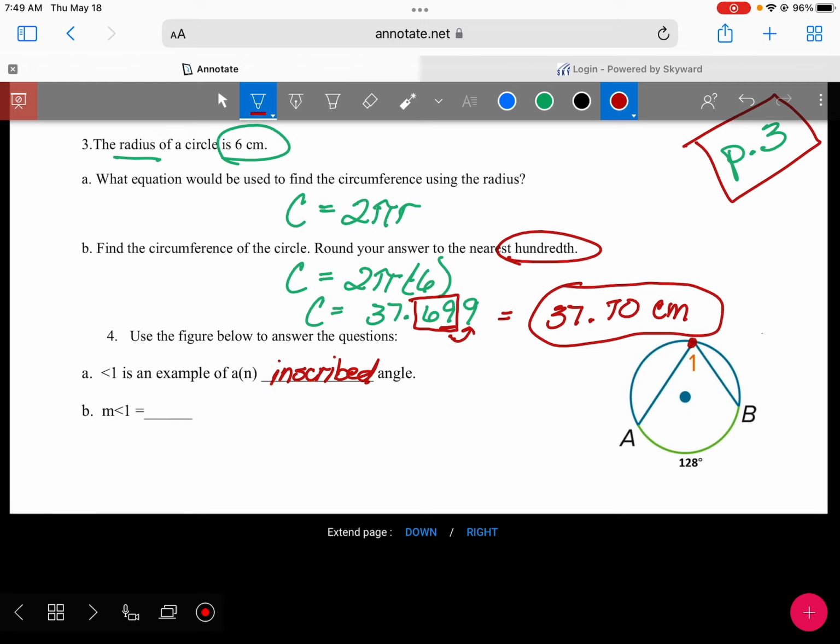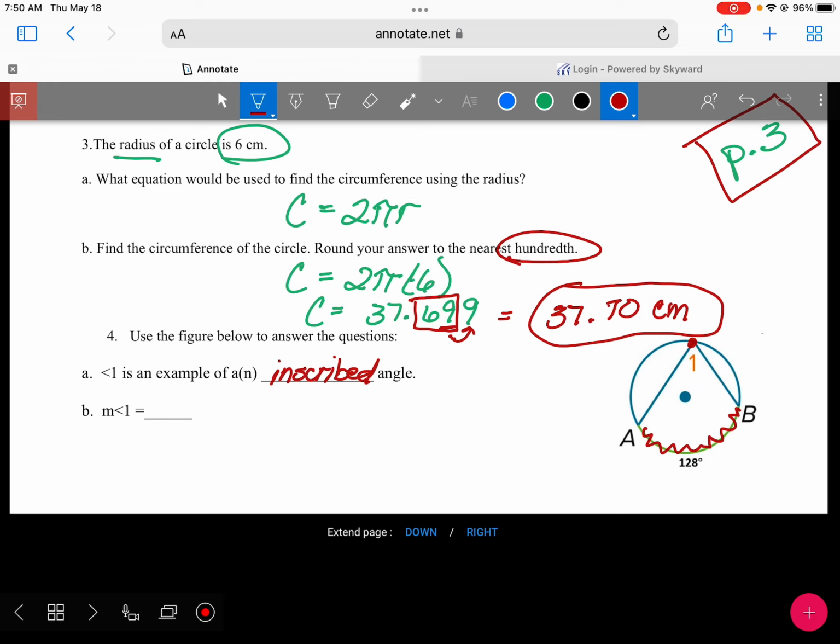And what is the measure of angle 1 if the arc that it's intercepting is 128? It is not 128. What do you got? 234? No. 64. 64 is correct.